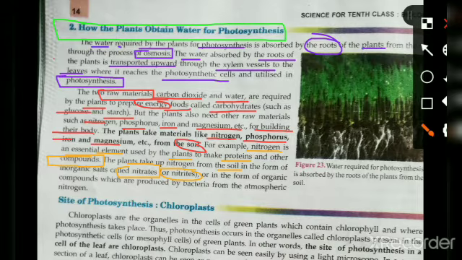And these inorganic compounds are taken by the plant and it converts these inorganic compounds into organic compounds by the process of photosynthesis. Like protein is an organic compound and fat is also an organic compound, carbohydrate is also an organic compound.